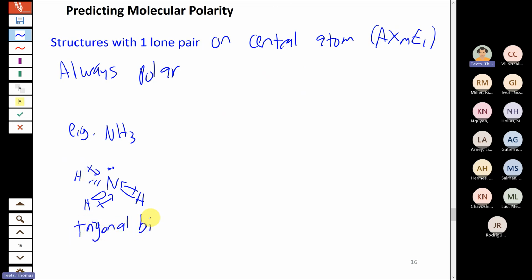But again, that level of analysis is not usually required. You know that if it has one lone pair, it has to be polar. That's going to be true for any of these common structure types. One lone pair on the central atom gives you a polar structure.